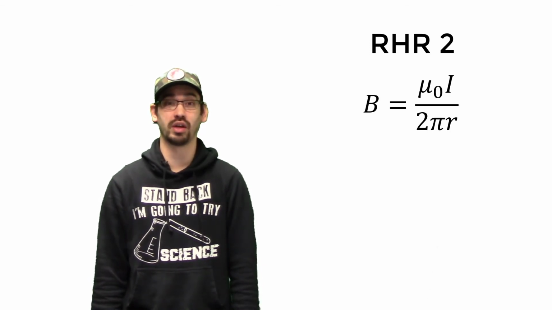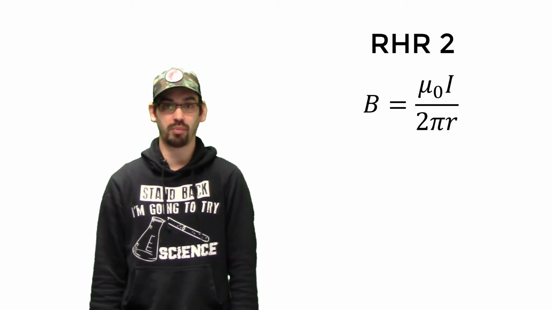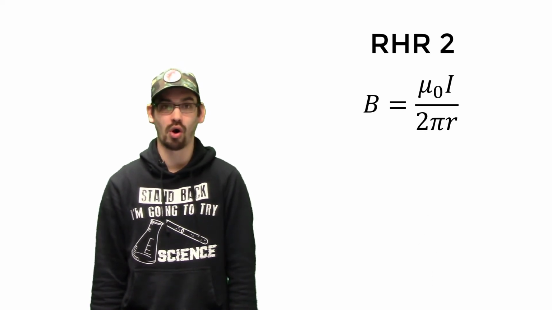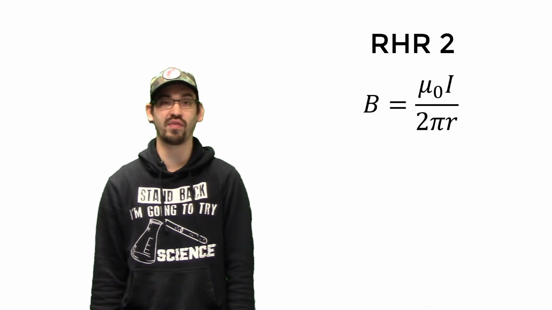The next version of the right-hand rule, which we'll call RHR2, comes from considering what the magnetic field is produced by a long straight wire. The equation that accompanies this right-hand rule says that the magnetic field produced by a long current-carrying wire is going to be equal to mu naught, the permeability of free space, times I, the current flowing through the wire, divided by 2 pi times r, the distance that you are away from that wire.